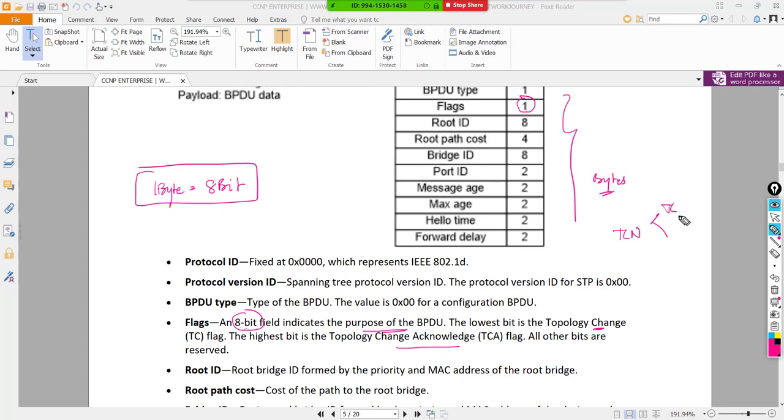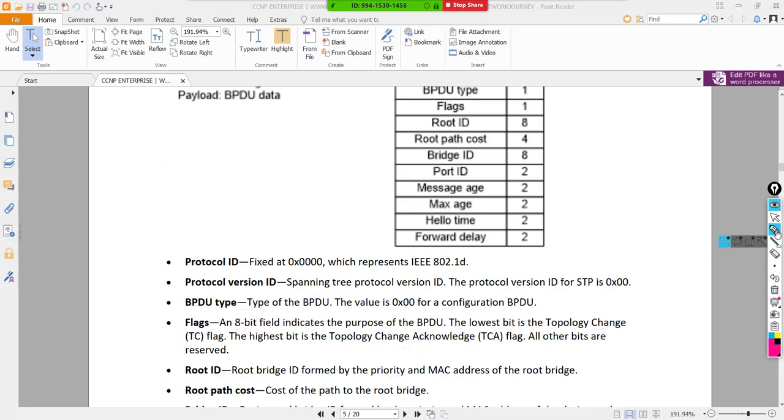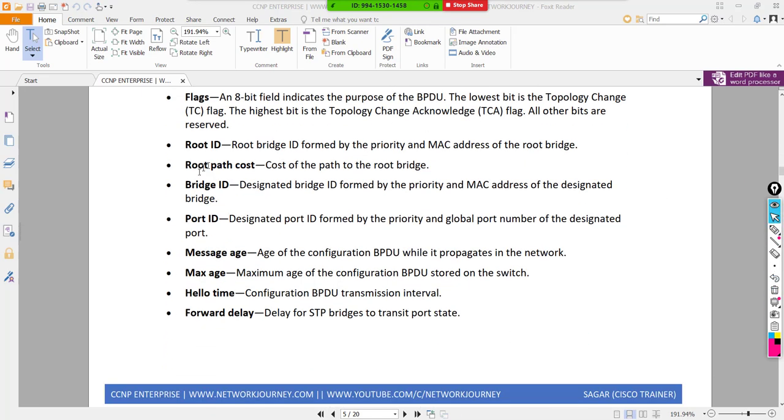Once the notification has been sent, the other switch has to send the receipt, right, that it has acknowledged or received it. Now that is the acknowledgement packet. So that is why the flag within this BPDU will say whether this is for acknowledgement or for the topology change packet. Then we have the root ID. As you know, root ID is the information of the root bridge, like the priority, MAC address, timers, all those things will be placed. Then you have the root port path cost.